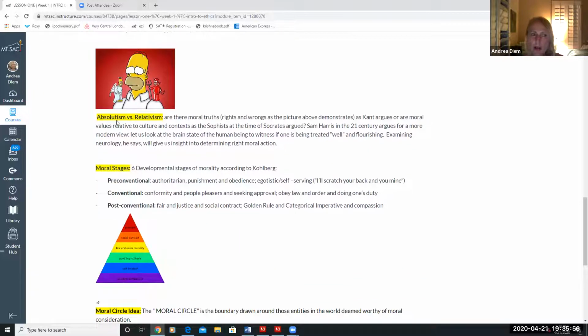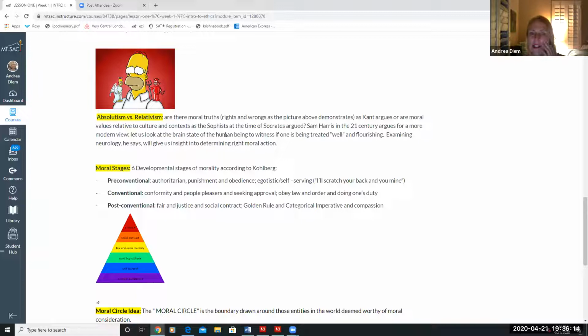Moving here to absolutism versus relativism. These are two terms you'll come across in any ethics course pretty much. Absolutism argues there are absolute moral truths, rights and wrongs. Kant is an example. Versus somebody who argues for more relativism, or what's called cultural relativism.